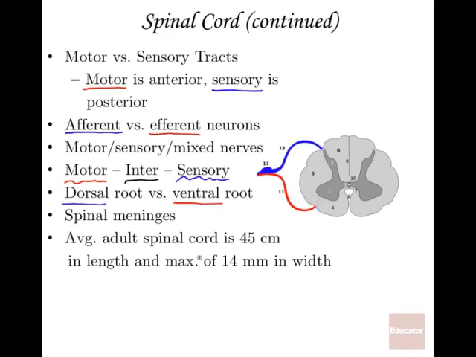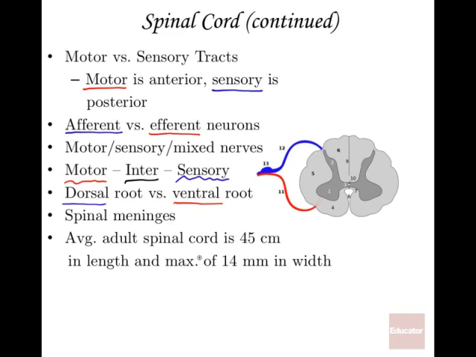The average adult spinal cord is about 45 centimeters long. That's the length. And the max in terms of width is 14 millimeters. So pretty thin. I think it's thinner than most people would think. It's going to be slightly wider on average up towards the top.